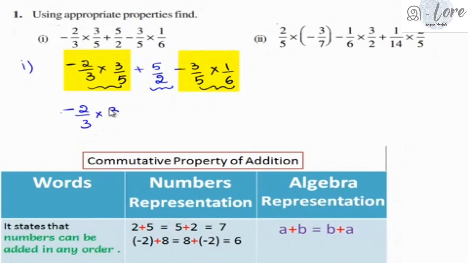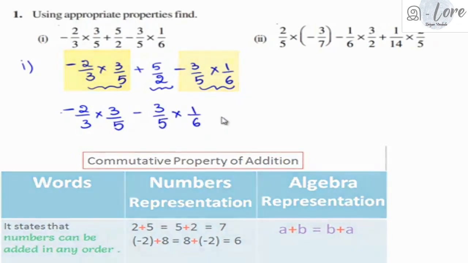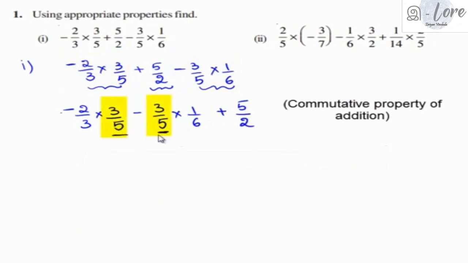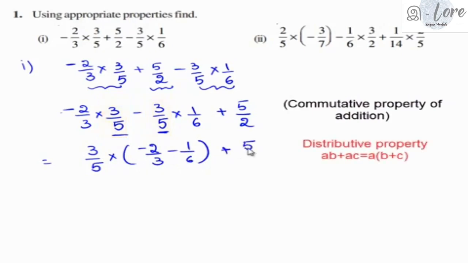That is minus 2 by 3 into 3 by 5, and we have to take it over here, minus 3 by 5 into 1 by 6, and we have to take 5 by 2 in the last. We observe that 3 by 5 is the common factor of the given terms. So we have to bring it out using the distributive property. According to that, we take 3 by 5 common: 3 by 5 into minus 2 by 3 minus 1 by 6, plus 5 by 2.